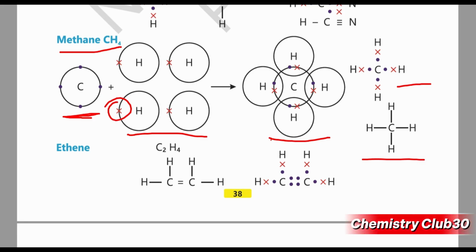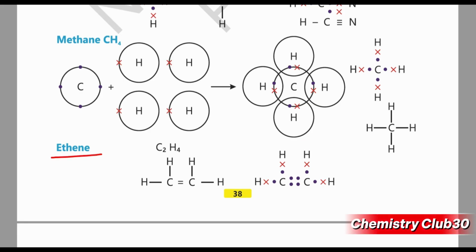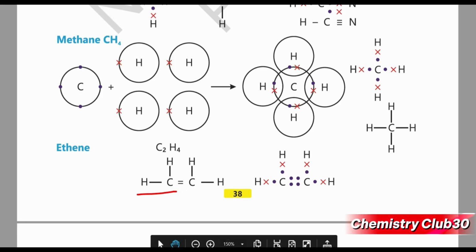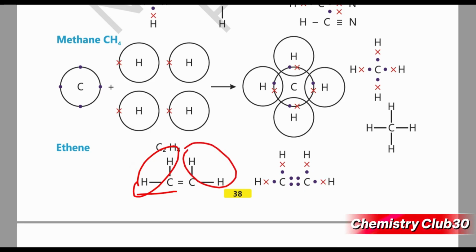Another example is ethene. In ethene, C2H4 is the molecular formula. In this case, one double bond is present between carbon and carbon, and the other bonds are single covalent bonds which are present between carbon and hydrogen. Each carbon is forming two single covalent bonds with two hydrogen atoms on each side and one double bond.